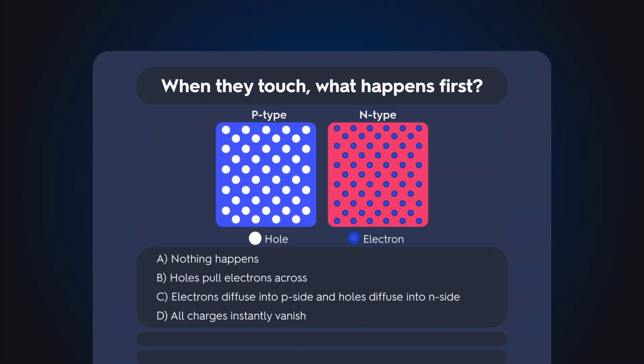Now, time to answer the pop quiz. The correct choice was C. Electrons diffuse into the p side, and holes diffuse into the n side, because they move from high concentration to low concentration near the junction.